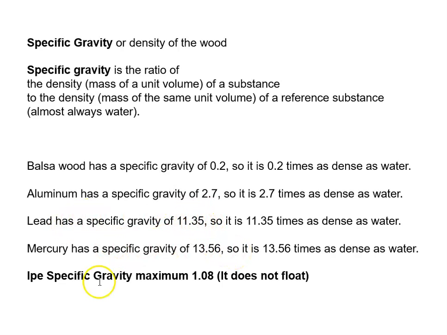Mercury, more dense. So ipe, wood, is one of very few woods that is actually more dense than water because it has a specific gravity of 1.08. So ipe is one of few woods that will actually sink and not float. And that is a very heavy, very dense wood that is used often in boardwalks. It's found in South America, and unfortunately a lot of not very sustainable practices in terms of harvesting it. But it is a very strong, very, very dense wood.